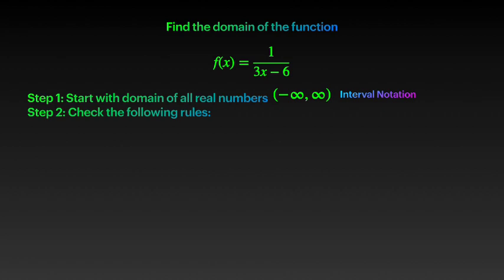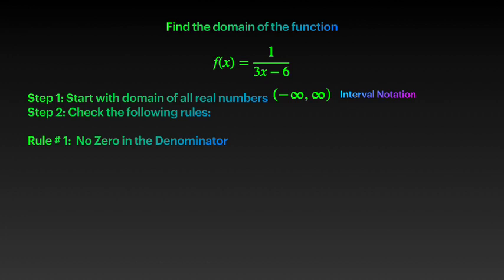Step 2. Check the following rules. We have 2 rules to check. Each rule will let us know if we need to restrict the domain. Rule number 1 says no 0 in the denominator.